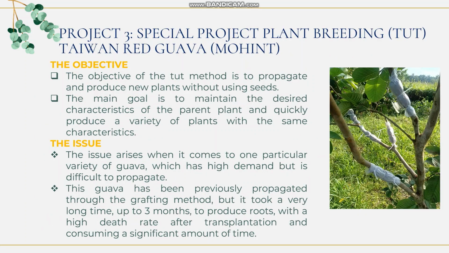Last but not least, my Project 3, Special Project: Plant Breeding of Taiwan Red Guava at Mohint. The objective for this project is to propagate and produce new plants without using seed. The main goal is to maintain the characteristics of the parent plant and quickly produce a variety of plants with the same characters.